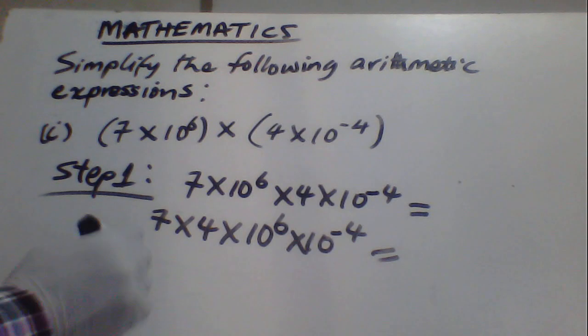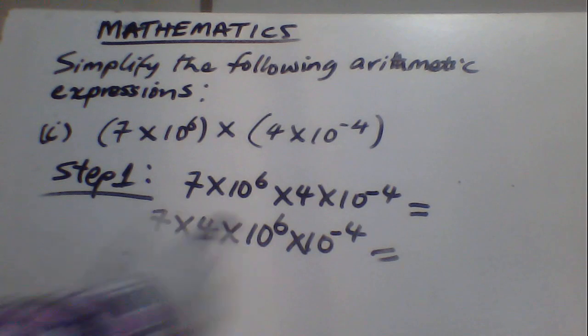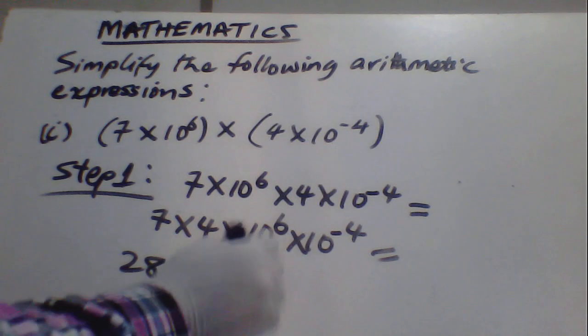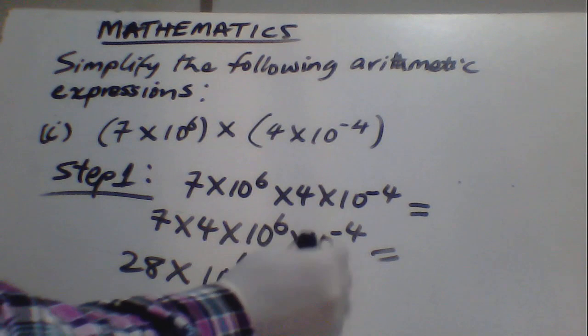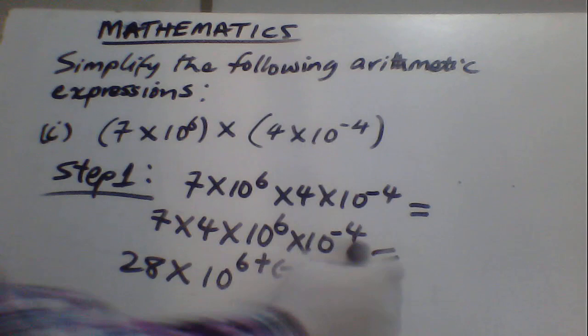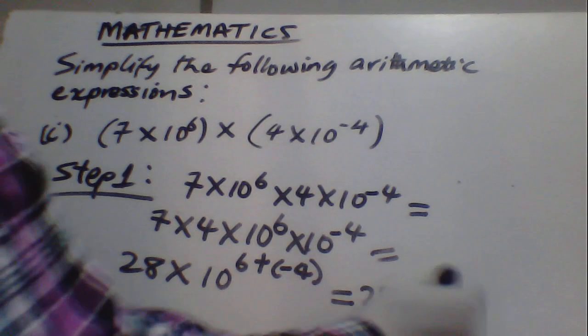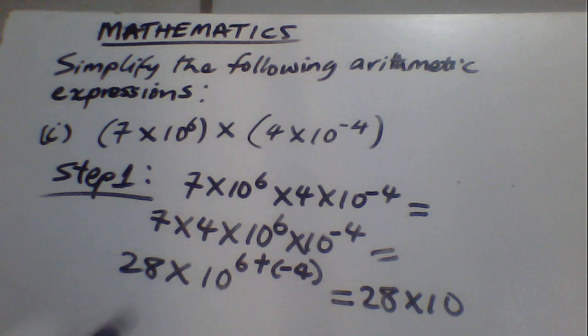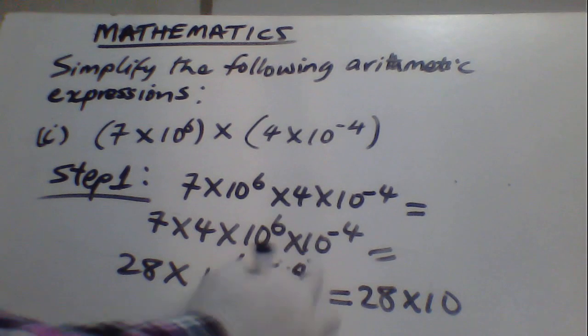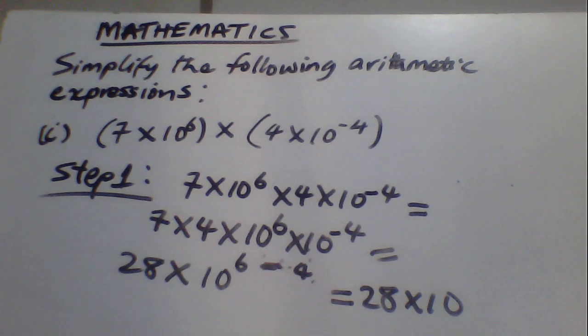So 7 times 4 will give us 28. Then you have to use the index law to add the exponent. So in this case, 10 raised to power 6 plus minus 4, because it is product. To use the indices law, for the product, you have to add the power. So from here you have 28 times 10 raised to power, when you open bracket, plus minus will give us minus, so you have 6 minus 4, and that gives us 2.